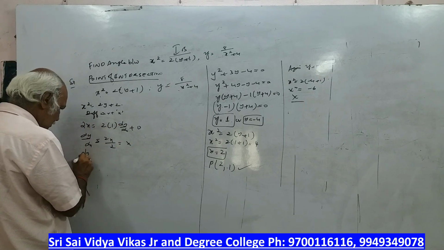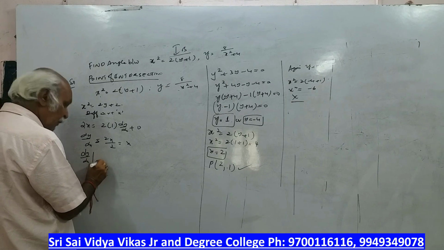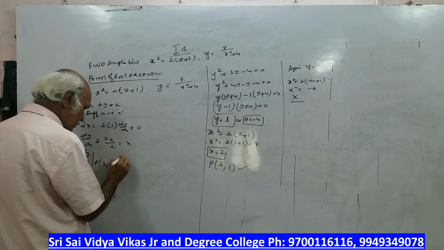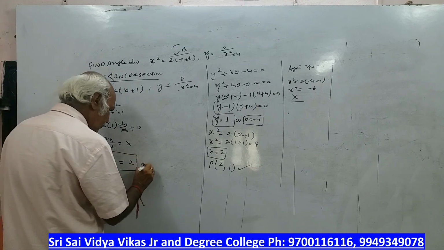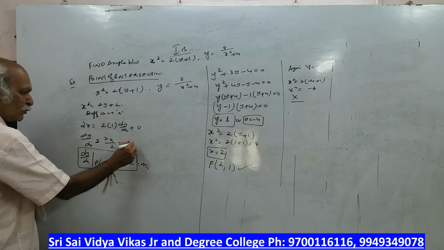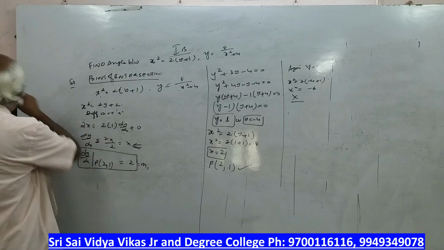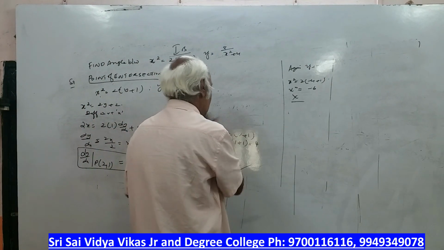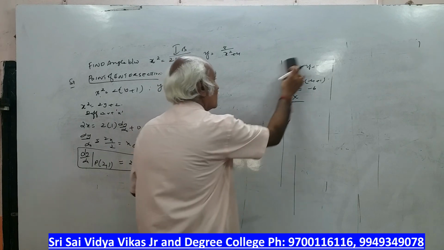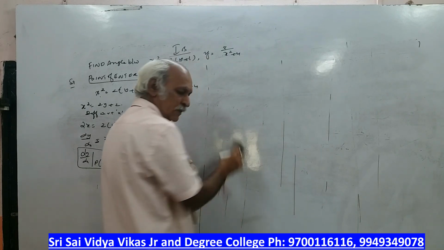Therefore, dy by dx at the P point, what is the P point? 2 comma 1. Okay, it is equal to what, sir? 2, which is m1, because the x value is 2, sir. This is the value which we got. Okay, next then, sir, look at the next one. What is the next one?